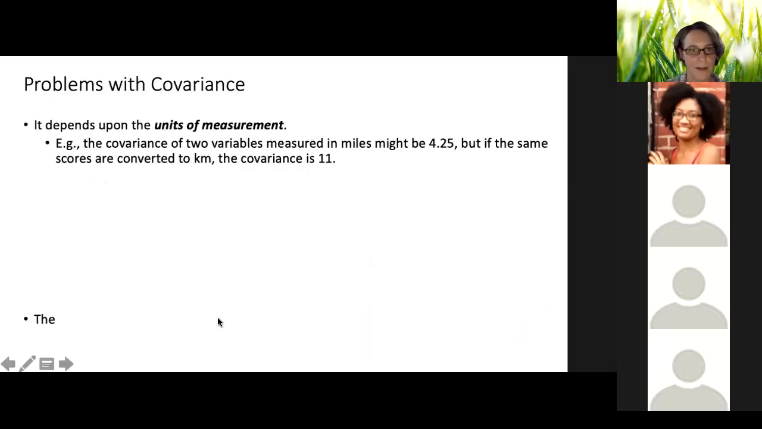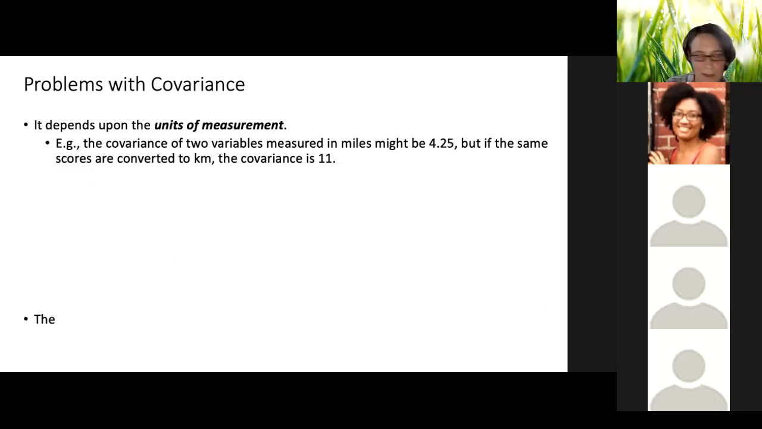All right. There is, however, something that's not so nice about the covariance formula, and that's why it's not as commonly used as correlation. The thing is that covariance depends on the units of measurement. To give you a straightforward, easy example, let's assume we have two variables that are measured in miles. The covariance between these two variables might be 4.25.